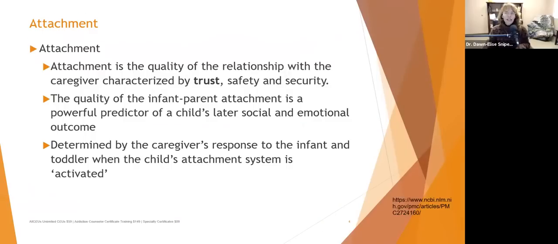The quality of the infant caregiver attachment is a powerful predictor of a child's later social and emotional outcome. It is really important that we help parents figure out how to connect with that child in a meaningful way, so the child recognizes and receives that parent openly.